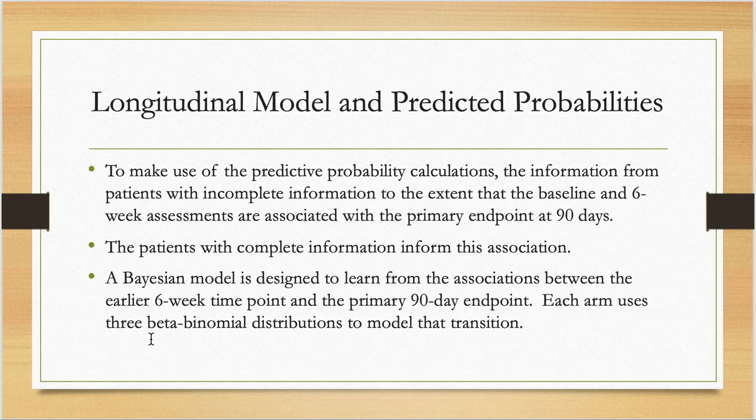The longitudinal model and predicted probabilities make use of the predictive probability calculations, the information from patients with incomplete information, to the extent that the baseline and 6-week assessments are associated with the primary endpoint at 90 days. The patients with complete information inform this association. And a Bayesian model is designed to learn from the associations between the earlier 6-week time point and the primary 90-day endpoint. Each arm uses 3 beta binomial distributions to model that transition.